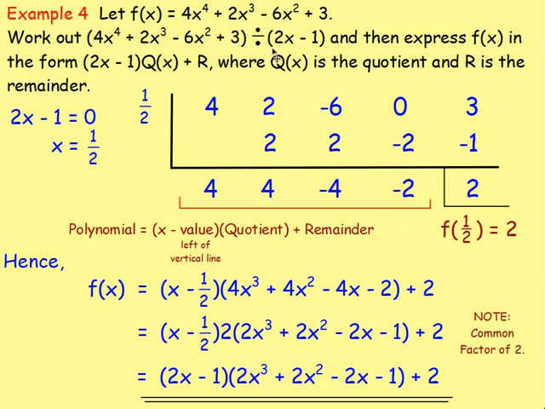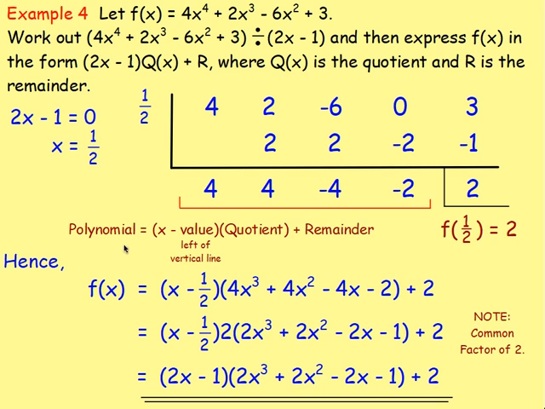This example here though, we're dividing by 2x minus 1, so you've got to be careful if you're not given an x plus or minus something. Here it's 2x plus or minus. So for that one, do the same thing, set that divisor equal to 0, rearrange it so you get x, that goes to the left of the vertical line. Once you work your way along, then you end up with 2.